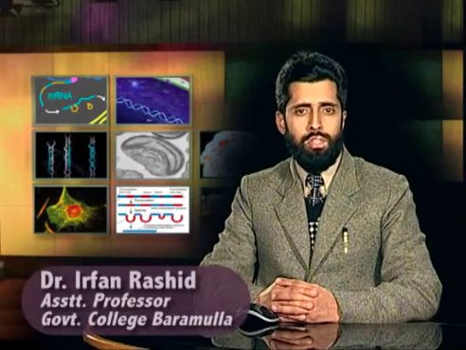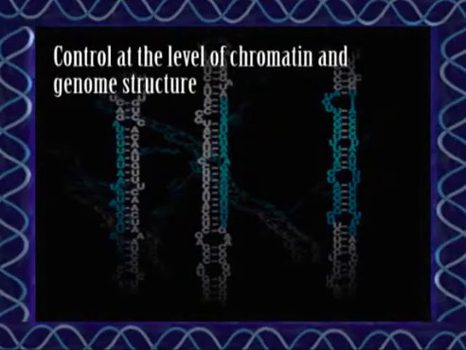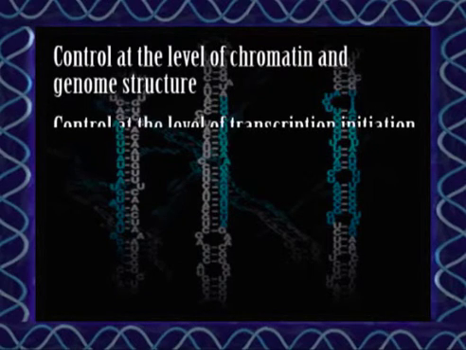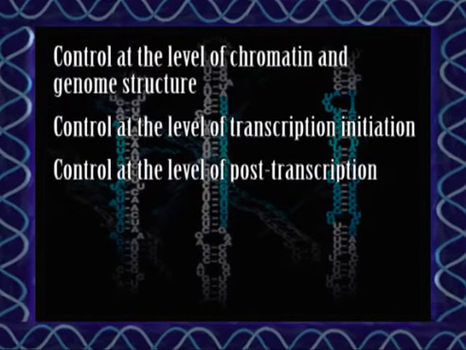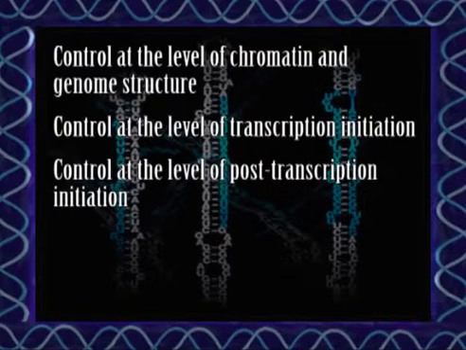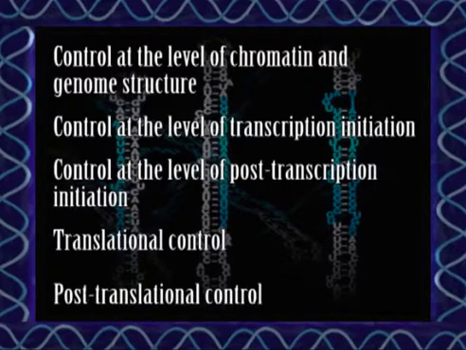In eukaryotic cells, the ability to express biologically active proteins comes under regulation at several points, which include control at the level of chromatin and genome structure, control at the level of transcription initiation, control at the level of post-transcription, translational control, and post-translational control.